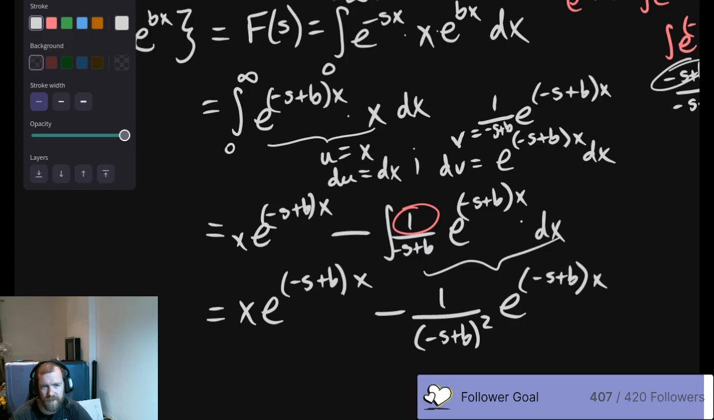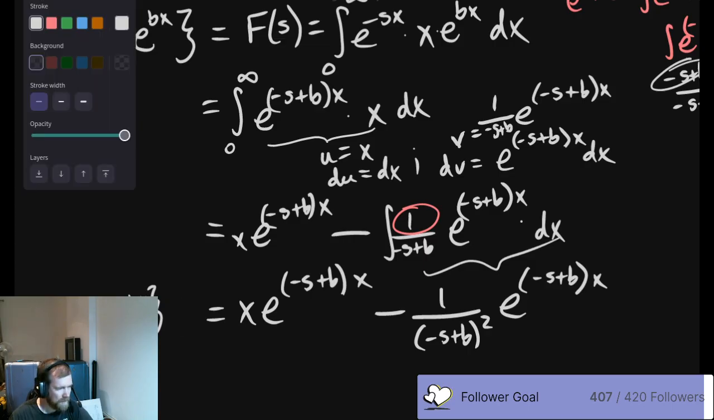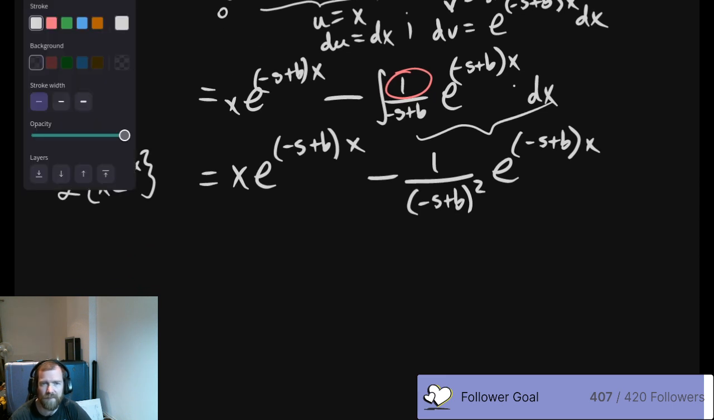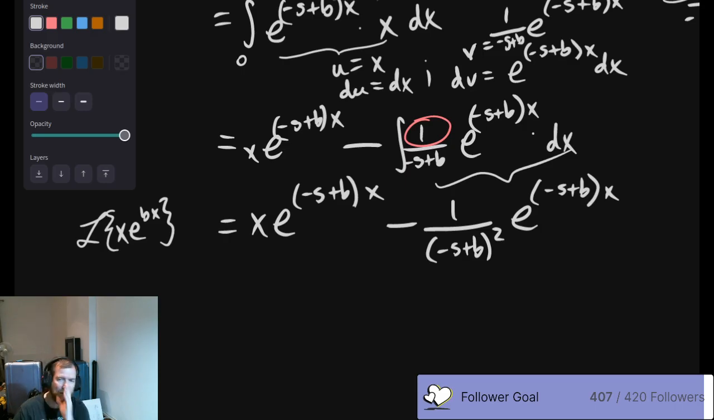Okay, so the Laplace transform of x e to the bx is going to be equal to, we already got the equality sign in there, fine. Alright, so we get these two things here.